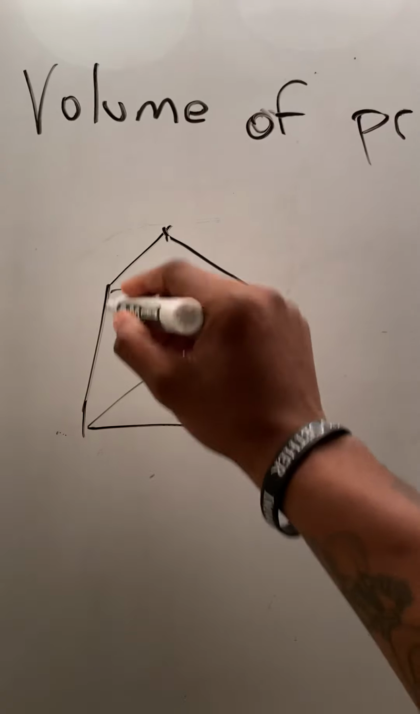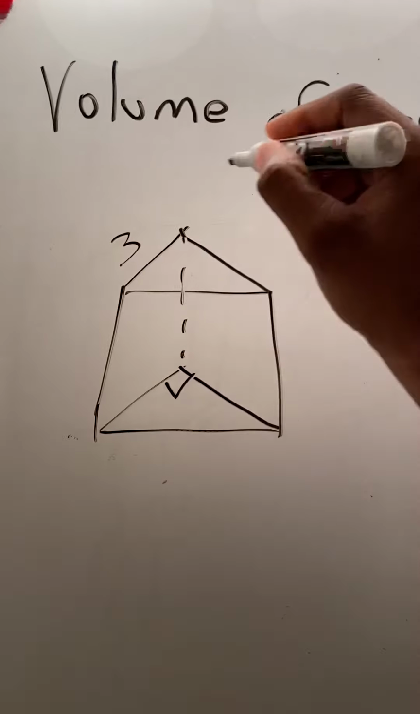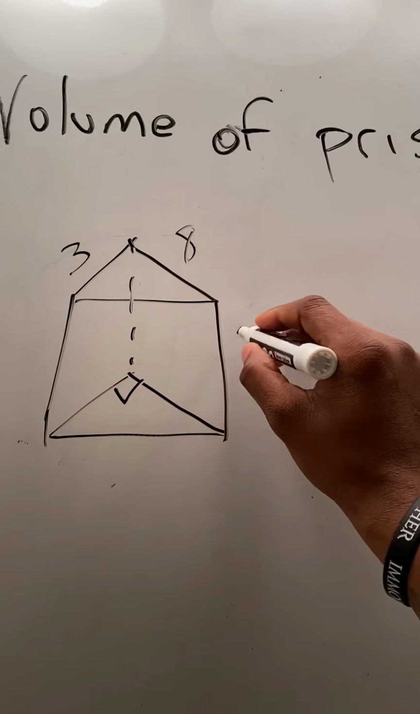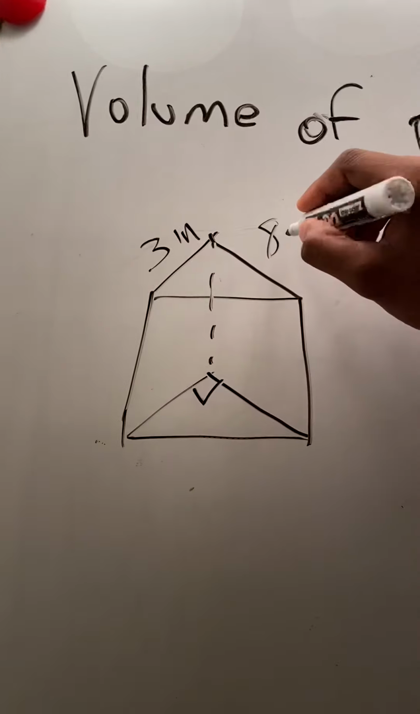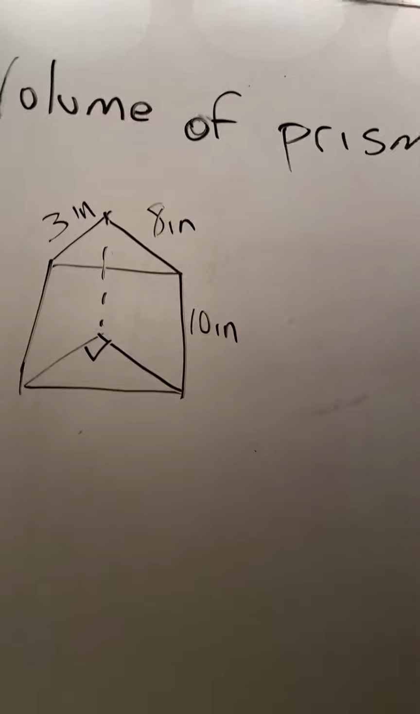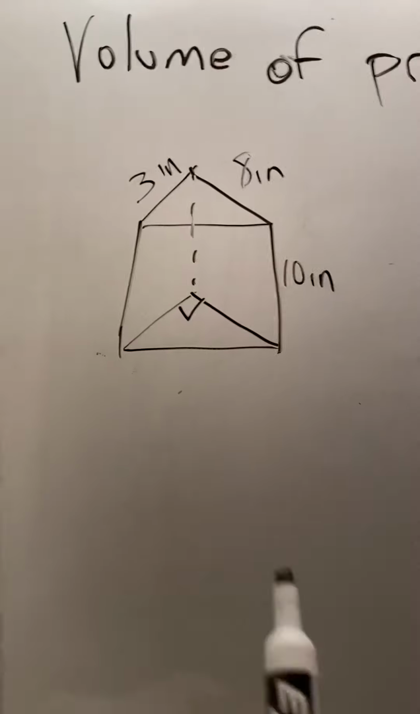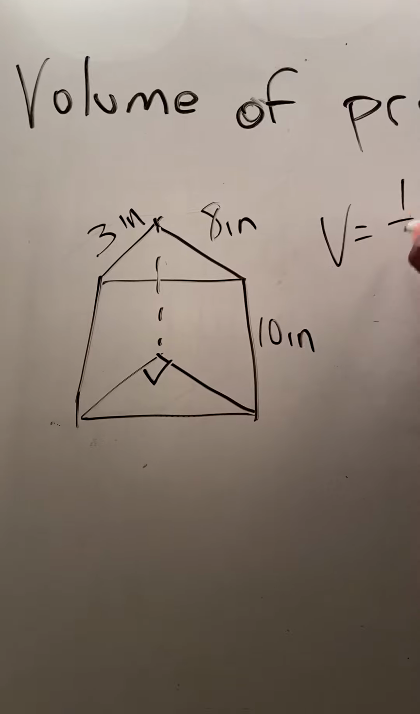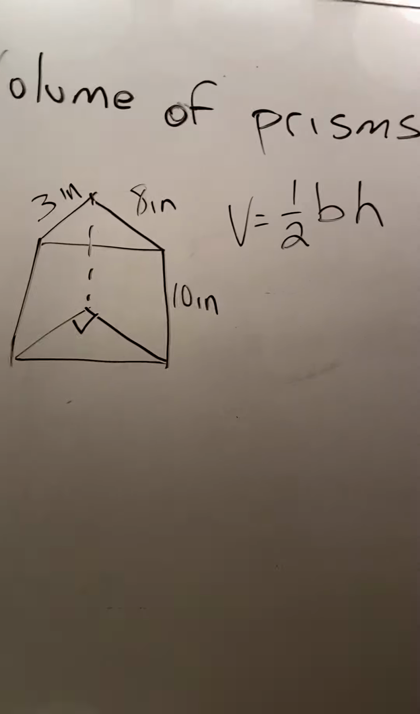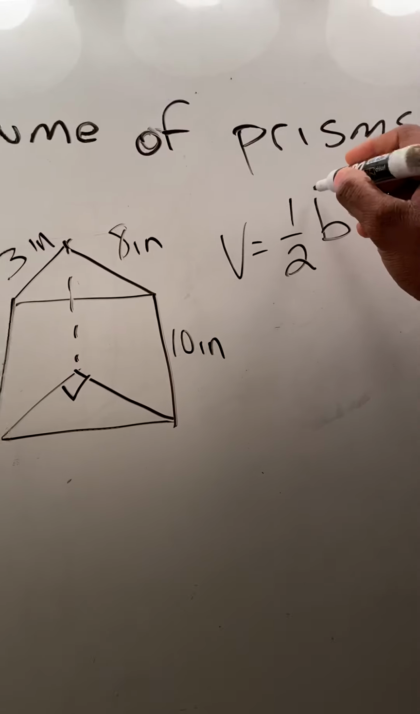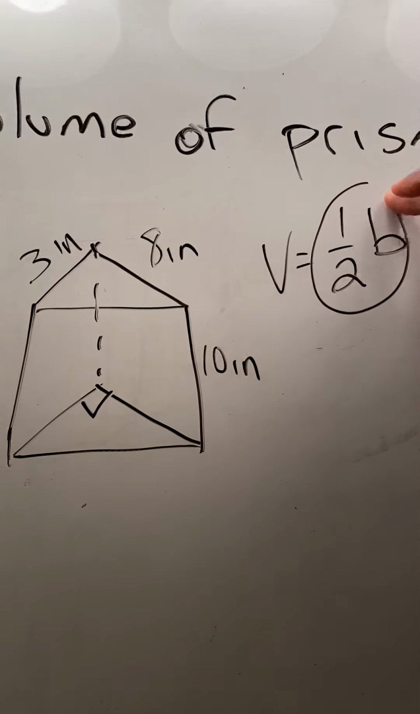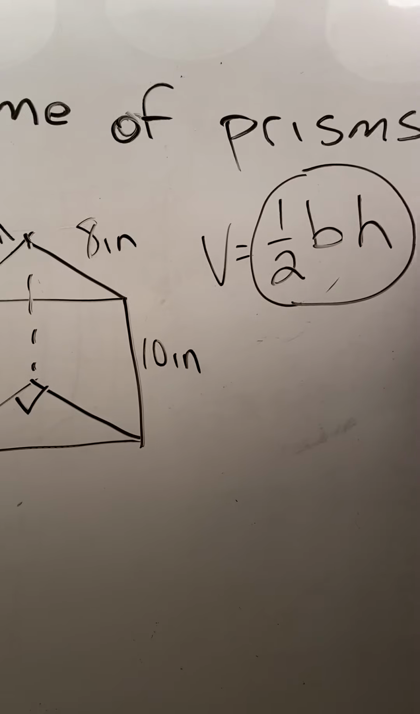So if I had 3 and I had 8, and then the height of the figure is here, all right, 3 inches, 8 inches, and the height here is 10 inches. Let's keep it simple. All right, triangular prisms, same thing. Volume equals 1/2 the area of the base times the height of the figure. That gives you the volume. The base is a triangle, so this part here is the triangle, then this is the height of the figure.